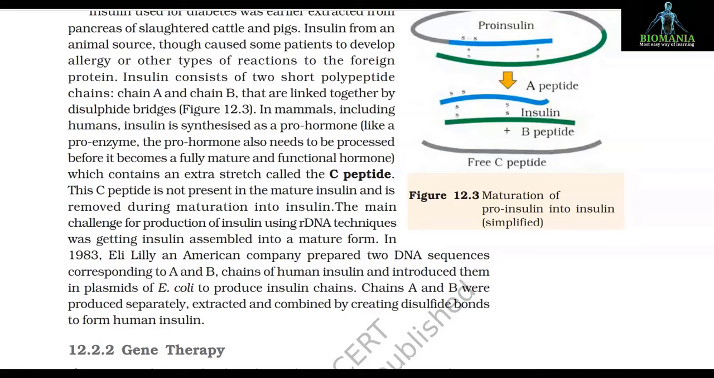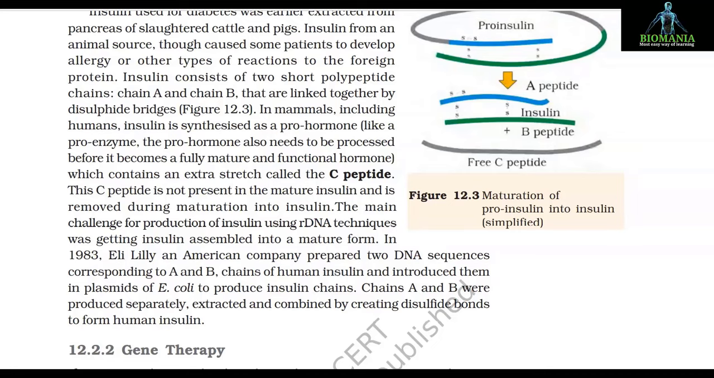Insulin consists of two short polypeptide chains, chain A and chain B, that are linked together by disulfide bridges. In mammals, including humans, insulin is synthesized as a prohormone, like a proenzyme. The prohormone also needs to be processed before it becomes a fully mature and functional hormone, and it contains an extra stretch called the C-peptide. This C-peptide is not present in the mature insulin and is removed during maturation into insulin. The main challenge for production of insulin using rDNA techniques was getting insulin assembled into a mature form.